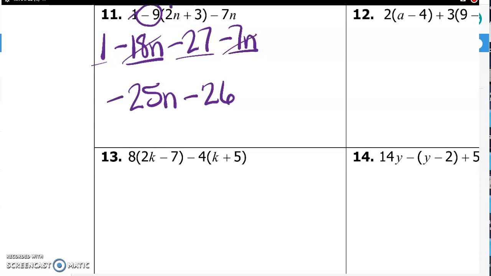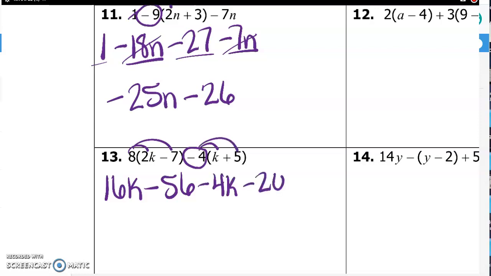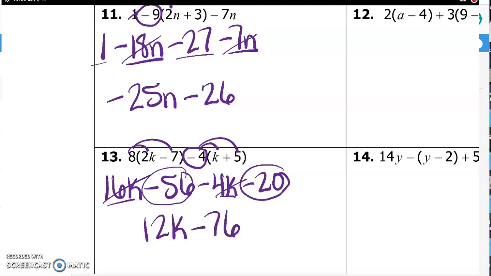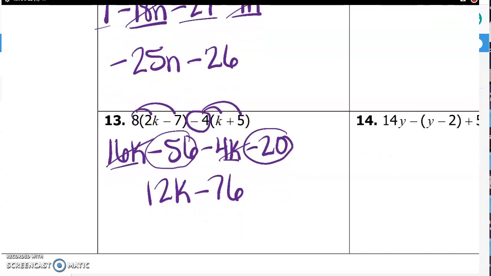And 13, first we distribute the 8, so 16k minus 56. Then you have to see that you are distributing negative 4. So that's minus 4k minus 20. 16 minus 4 would give us 12k. Negative 56 minus 20 would give us minus 76. 12k minus 76.